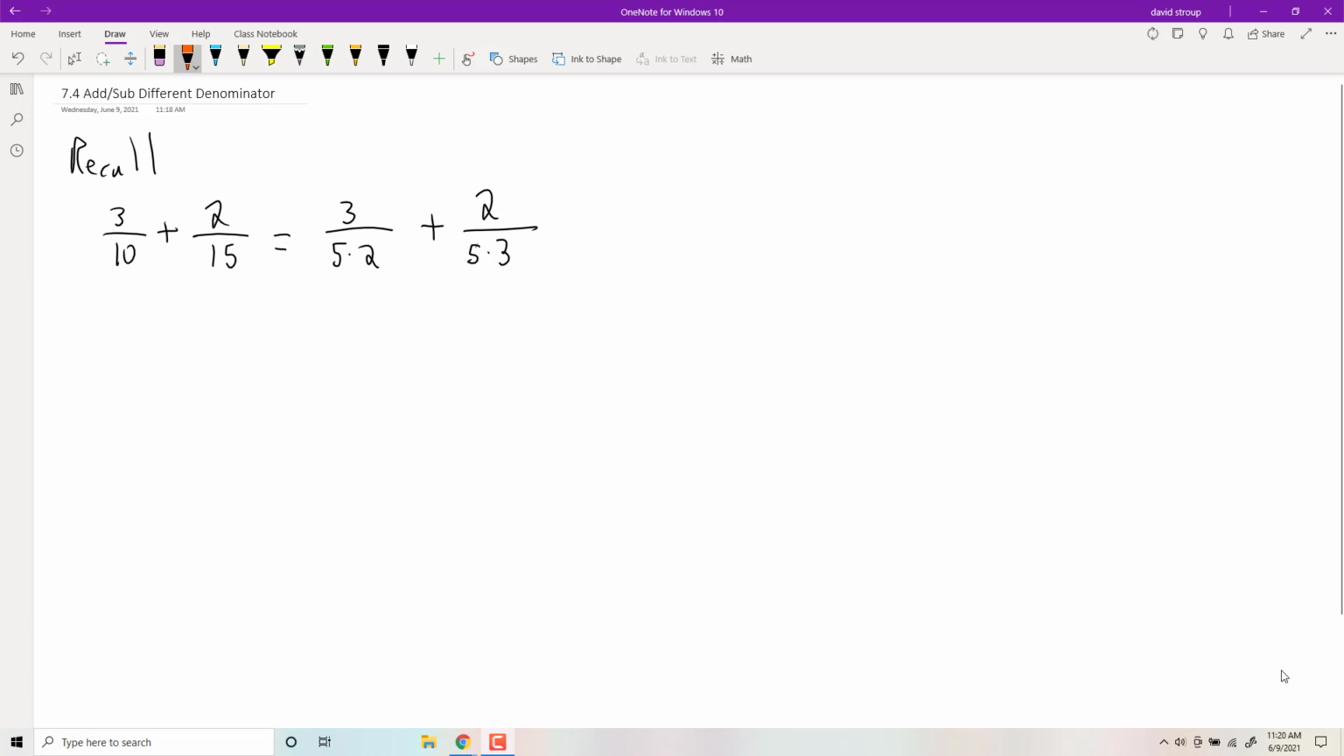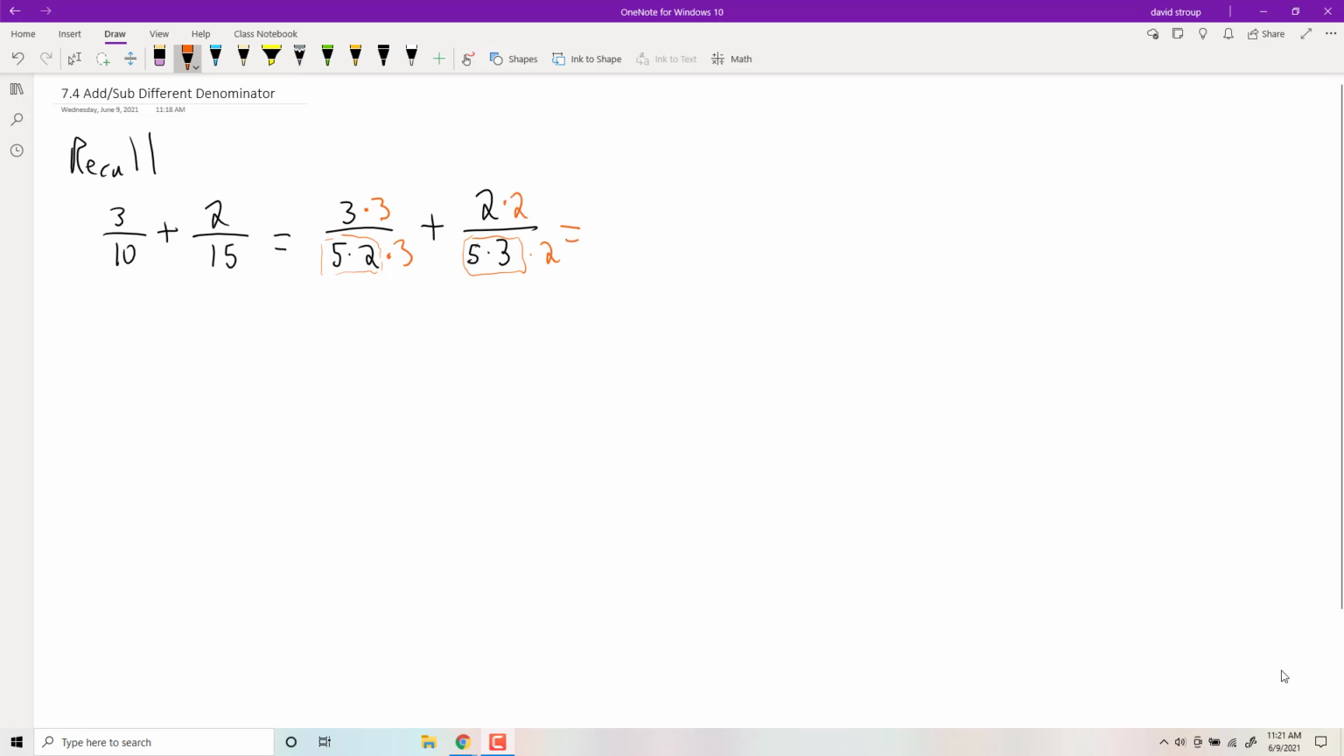Okay, so on the left you can multiply in what's missing. It's missing a 3, so I'm going to multiply top and bottom in this first fraction by 3. The second fraction is missing a factor of 2, so I'm going to multiply top and bottom by 2.